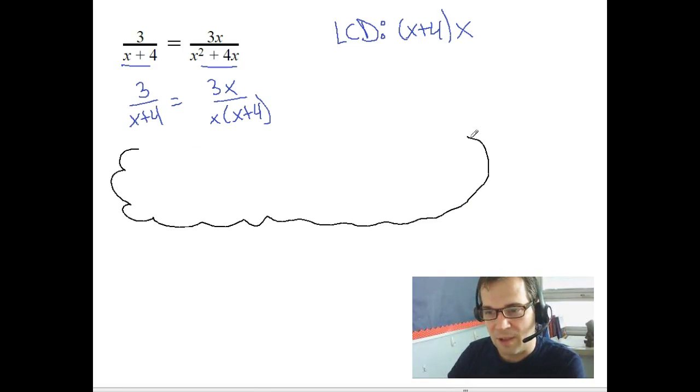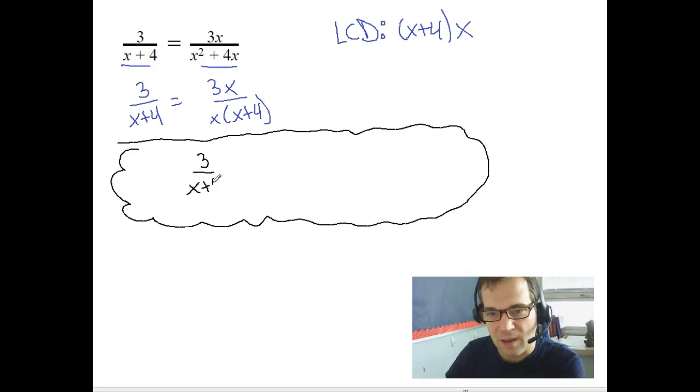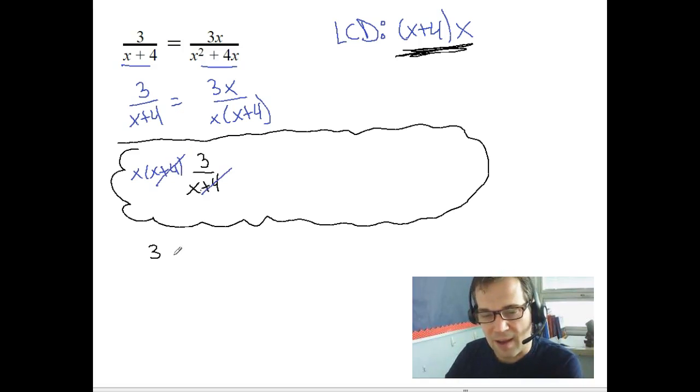This is not something I typically write down. It's just my thought. I think about this part of the equation, and I think about multiplying it by this LCD, and I think about what would cancel and what would be left behind. So what would cancel is if I were to multiply it by x times x plus 4, these would cancel. So what I would write down is the 3 is left behind and the x is left behind.